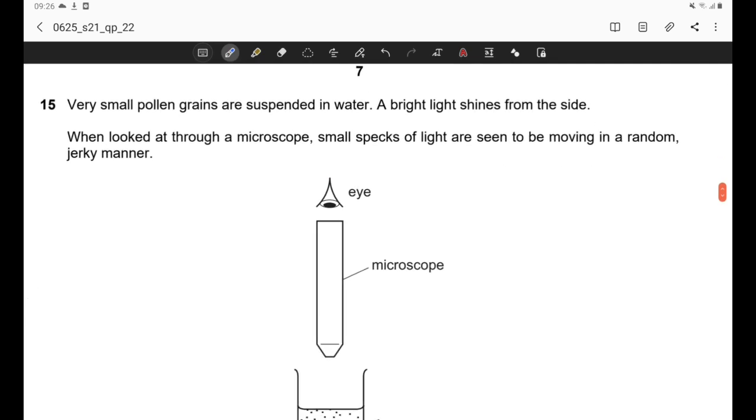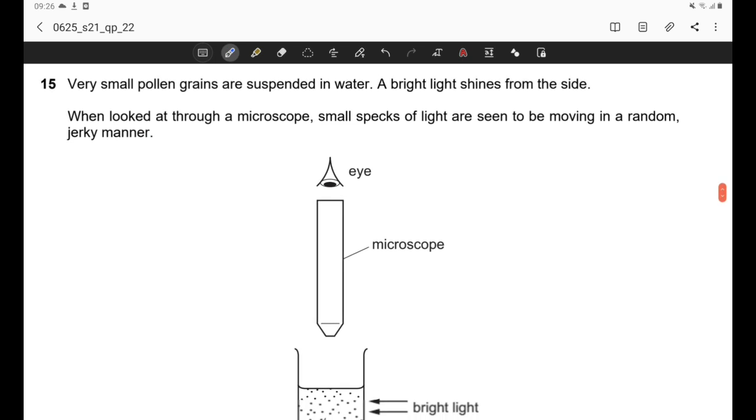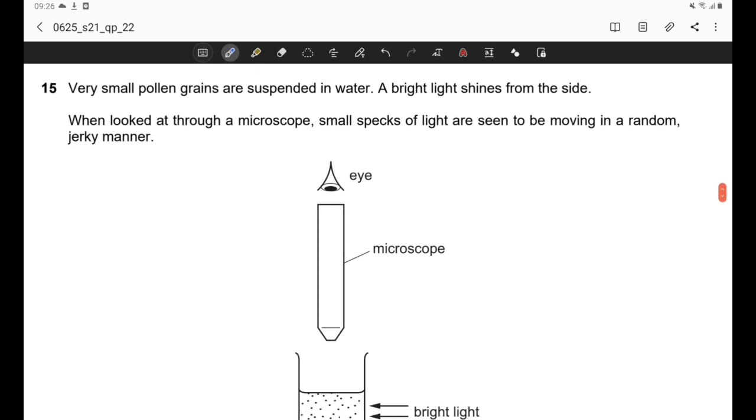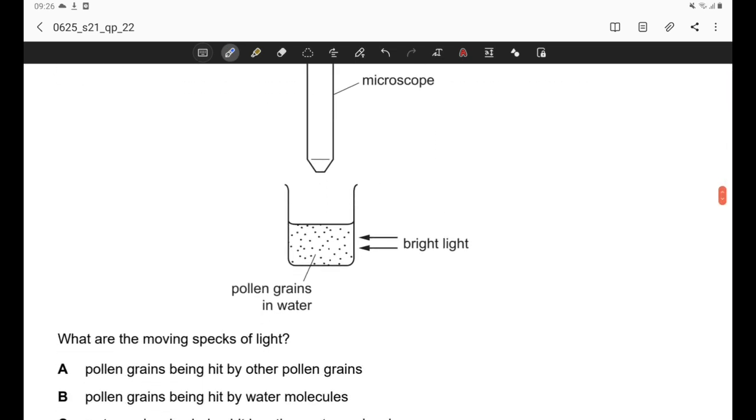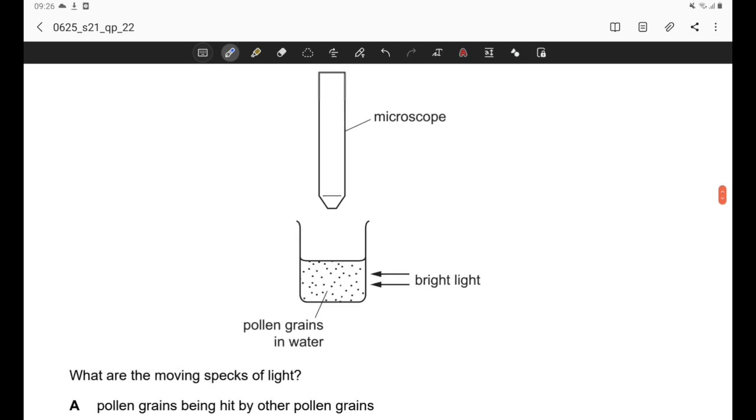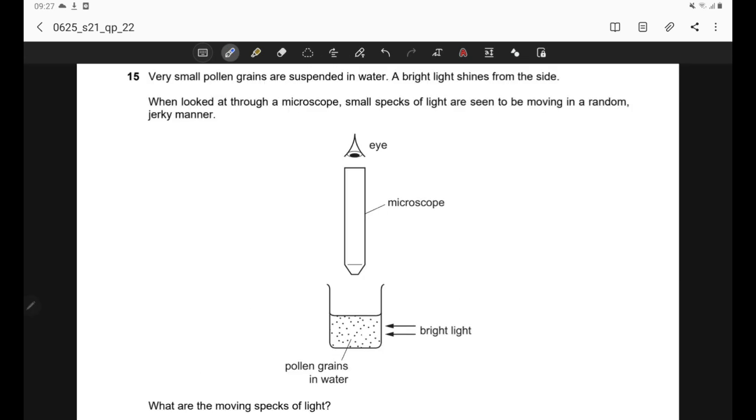Very small pollen grains are suspended in water. A bright light shines from the outside. When looked at through a microscope, small specks of light are seen to be moving in a random, jerky manner. What are the moving specks of light? This question is about Brownian motion.